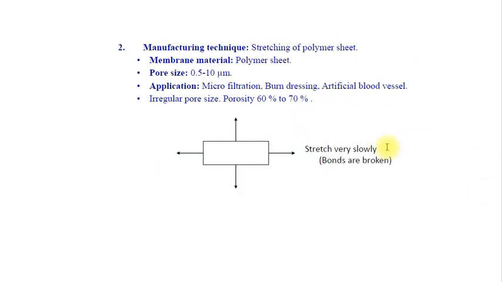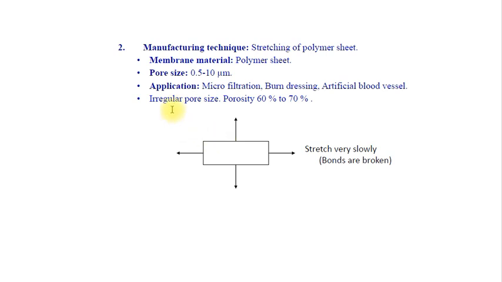Now the second process is the stretching of the polymer sheet. This is a very simple method to create a membrane. Basically you take a polymeric sheet and stretch it slowly in all directions. What happens is that the bonds between the different polymeric molecules will start to break down and you will create a porous structure. In this way you can create a porous membrane.